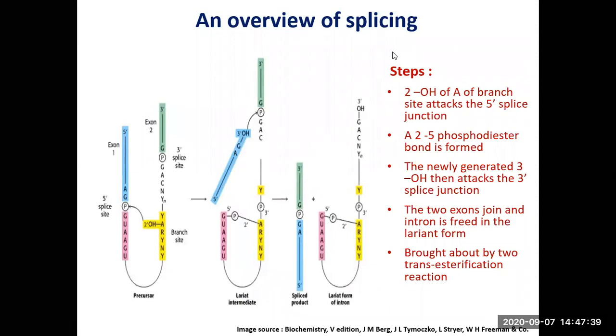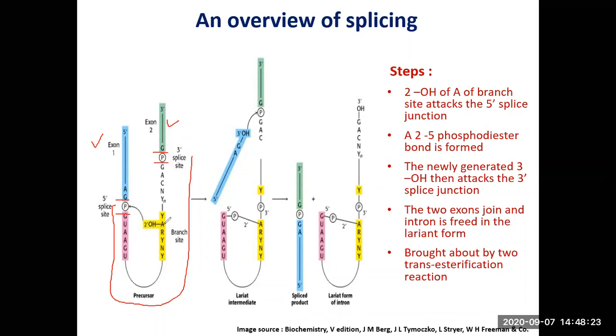Okay, now let us have an overview of how this happens. So this is the upstream exon, exon 1. This is the downstream exon, exon 2. And in between, from here to here, this is the intron. This is what is called the 5' splice junction. This is what is called the 3' splice junction. And this in yellow is the branch site. In yeast, the sequence is almost the same, therefore we call it a consensus sequence.